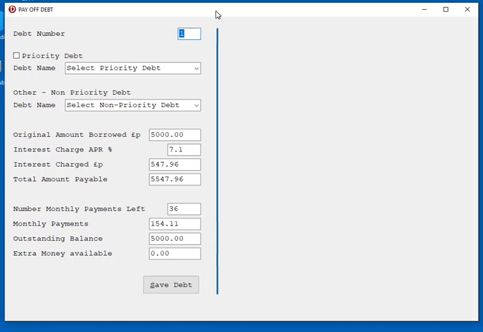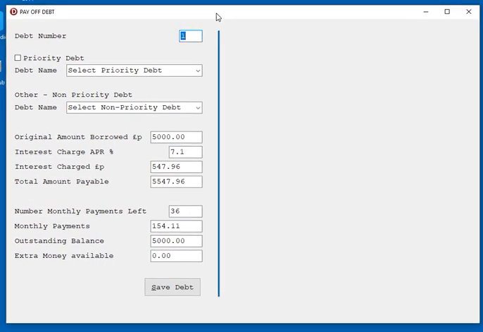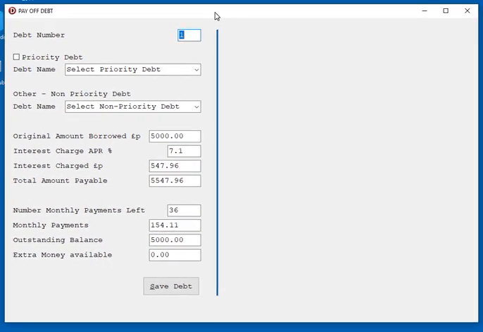Today what I'm going to do is have a quick chat about this software that I'm writing, a Windows software. What it's going to do is work out which debt I should pay off first. So you would start by typing in a debt number. Then you would select if it's a priority or a non-priority debt. Then you'd put in the original amount borrowed.